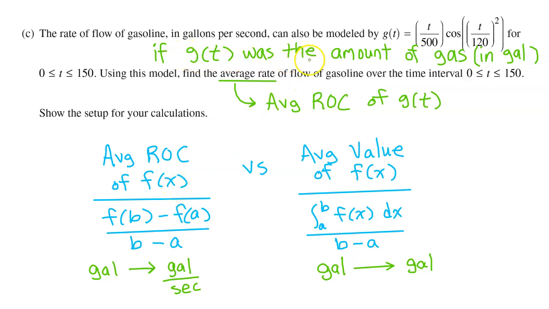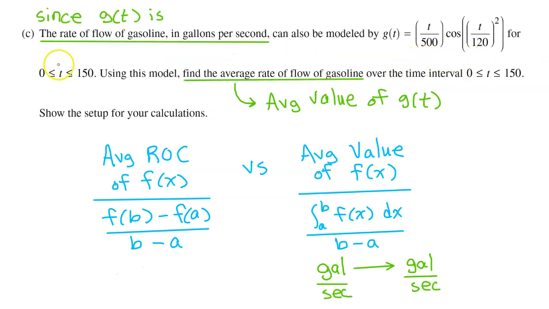However, g of t is not actually the amount of gas. The units are not in gallons. Since g of t is the rate of flow of gasoline, finding the average rate of flow of gasoline means finding the average value of g of t. You can use the units as a guide. g of t is in gallons per second. We are looking for the average rate of flow of gasoline over time.